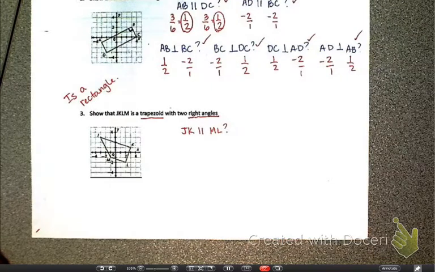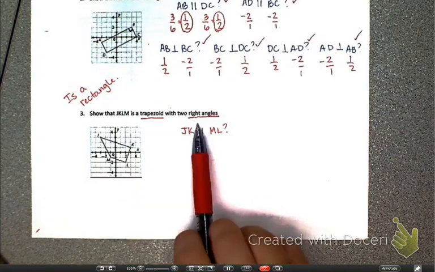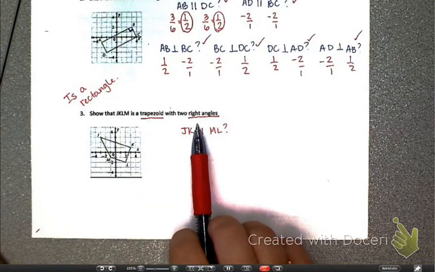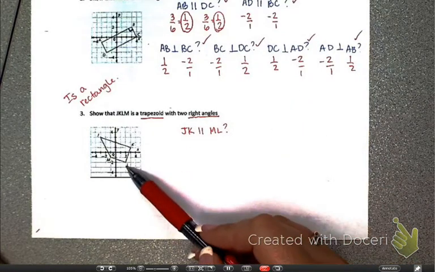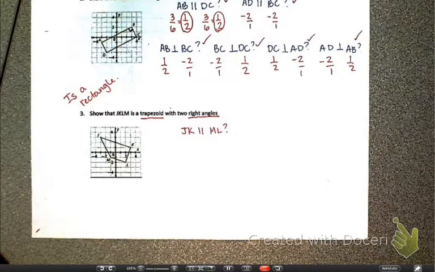Did we get that far? Oh, I see a lot of writing. Okay, you need to know those opposite sides are parallel. So that's that first part. Then we have to show that two angles are right angles. Gabriel said K and L. I agree that we need to show K and L are right angles.